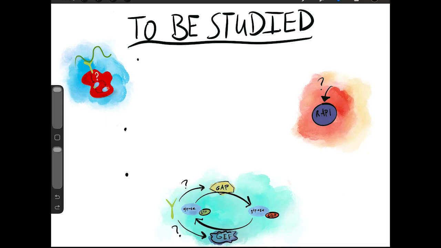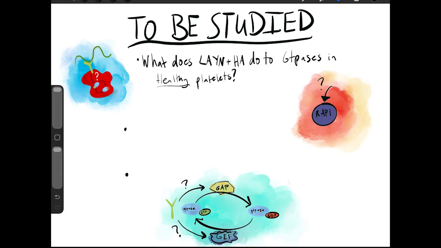So, we've talked about what my paper has ultimately shown, but now let's talk about what it leaves to be explored. So the first one that we can talk about is this. What do Layilin and HA do to GTPases in healthy platelets? For context, remember that my paper focuses a lot on inflammatory bowel disease. And there's a lot of good reasons for that. The main one being that reduction of Layilin was found in IBD platelets, and so it made sense to study it in the original context that we noticed it in.